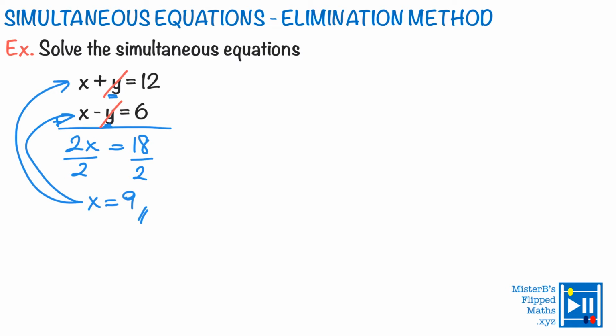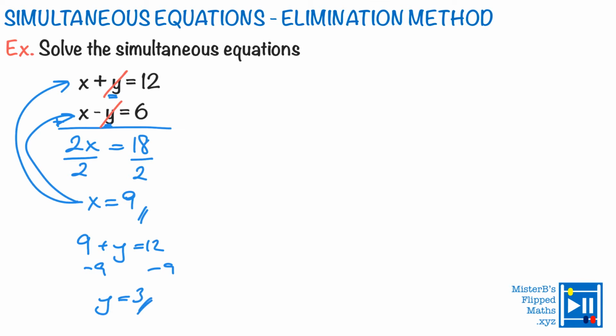So let's use the first one. It's going to be x plus y equals 12, and instead of x I'm going to write down the value of x, which is 9. So it is now 9 plus y equals 12. If you take away 9 from both sides, you'll find that y is nothing but 3.